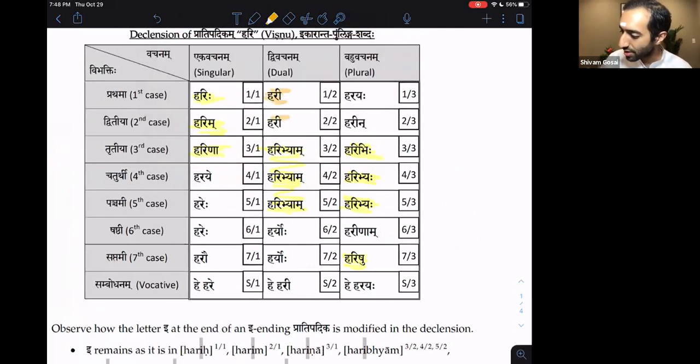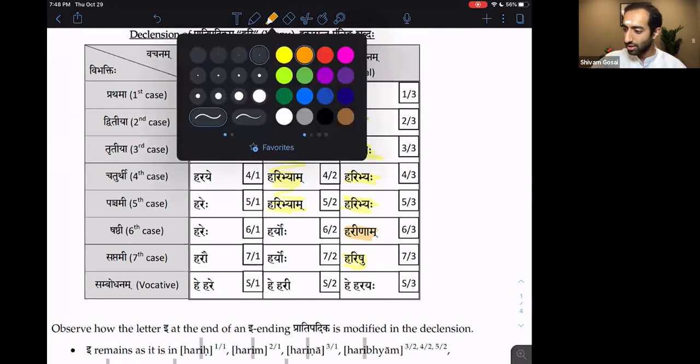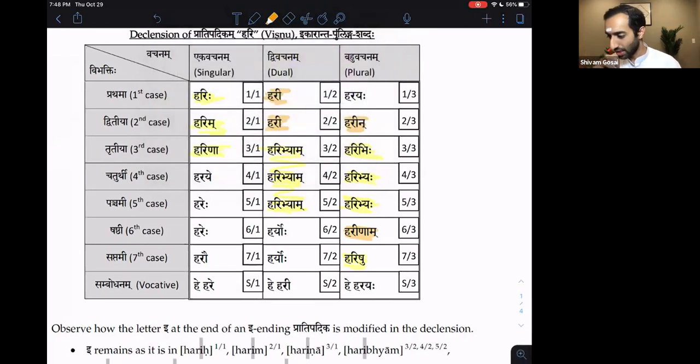Both of these duals, two, three, and Harinam. These all become that long ikara. They all become that long ikara. You see it also in Sambodhana. Hari. It all becomes long.